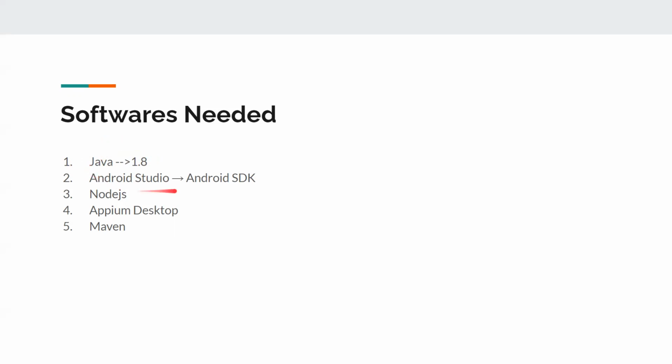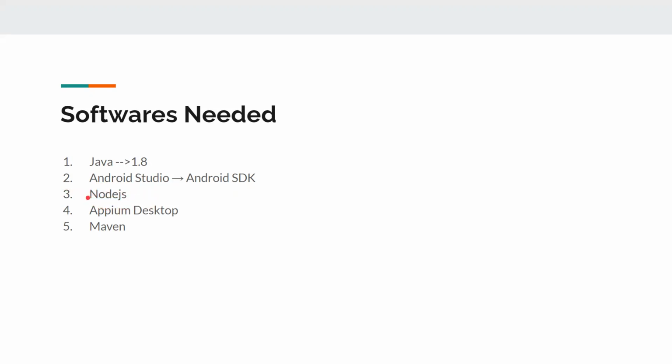You might also need Android Studio, because we need the Android software development kit to interact with Android devices, to create emulators and interact with devices. That SDK only comes if you download Android Studio. We also need Node.js, because Appium is a node package. You can download Node.js to install Appium as well. It was created using Node.js, so you might need Node.js as well.